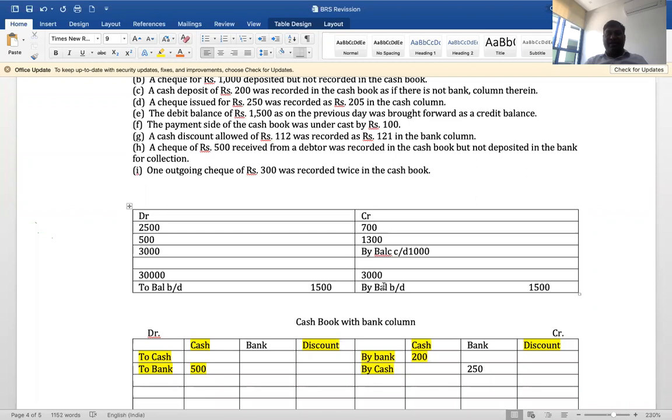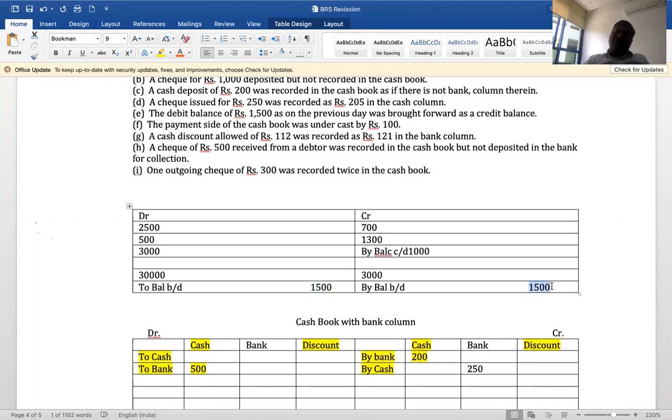Okay, that is the meaning. Now, because of this, what happens? The debit balance of 1500 on the previous day, brought forward, or brought down, becomes a credit balance. As a result, what happens? The amount will be shown less by how much? The cash book balance is actually a positive balance of 1500, but now it is a negative balance of 1500.